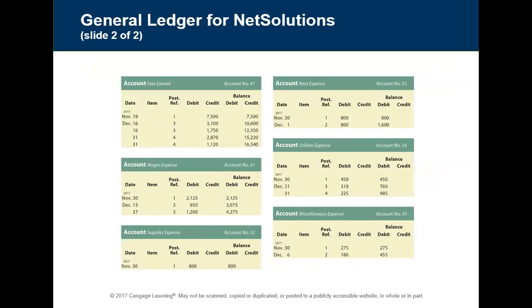So we journalize each transaction, and then we take those transactions and we post them to our ledger, which gives us a running balance of every account that we use in the business. So those are the two most important parts of our record keeping. Okay, we do that every month. Any questions on that?